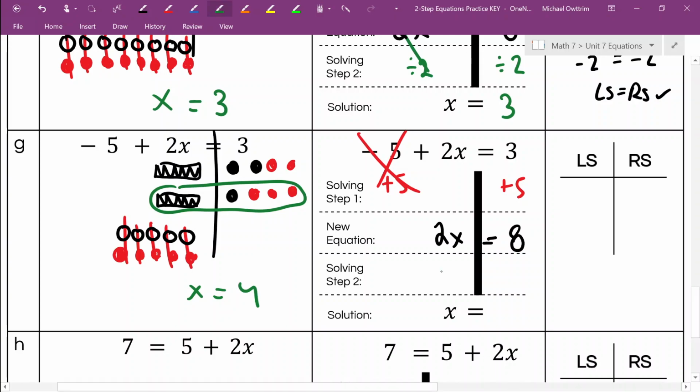2x means multiplying x by 2. The opposite of multiplying by 2 is dividing by 2. 2 cancels with 2, leaving us with x. And 8 divided by 2 is 4.